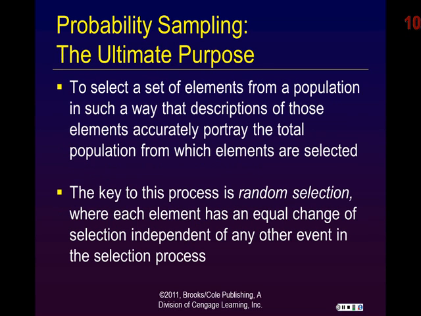The ultimate purpose of probability sampling is to select a set of elements or individuals from a population in such a way that the description of that subsample of individuals accurately portrays the total population. The primary tool we use to assure a good probability sample is the use of random selection.